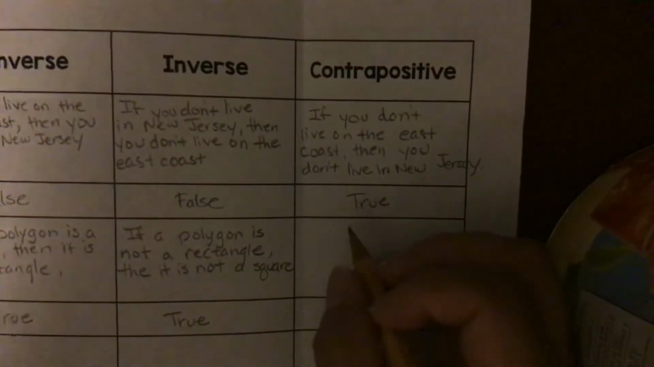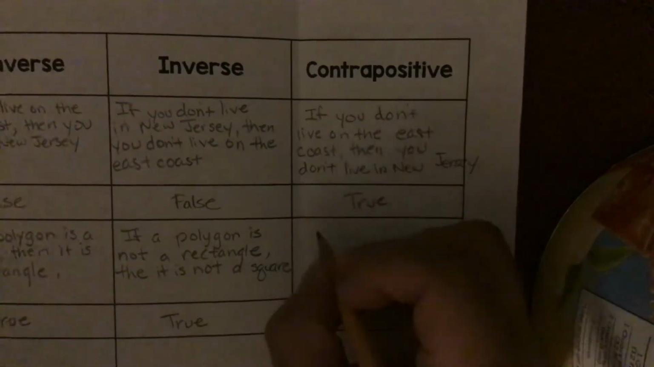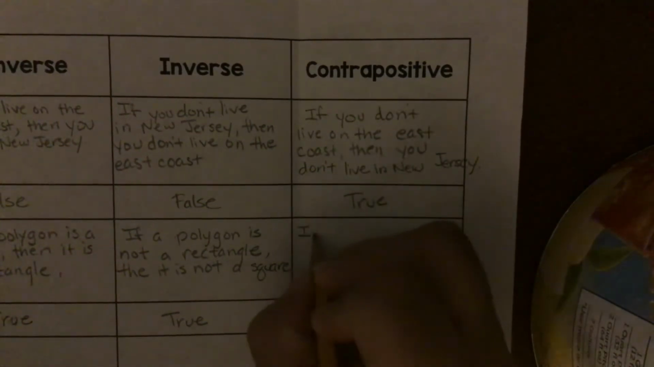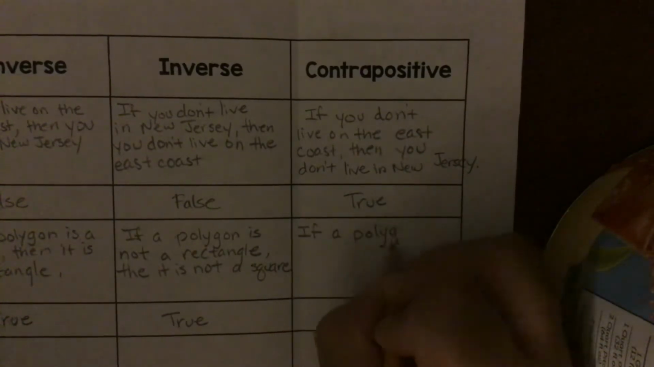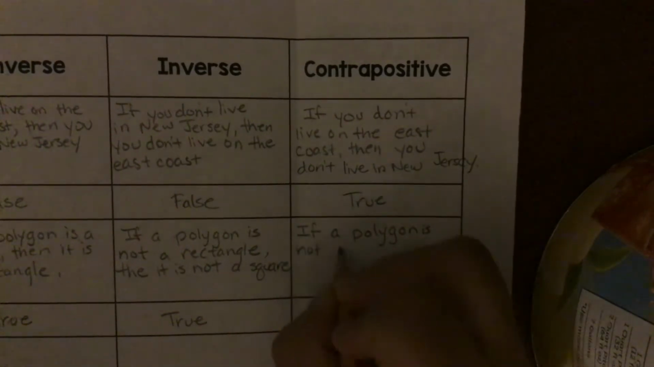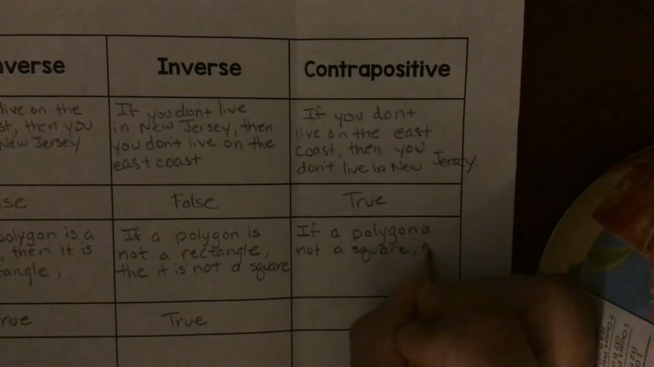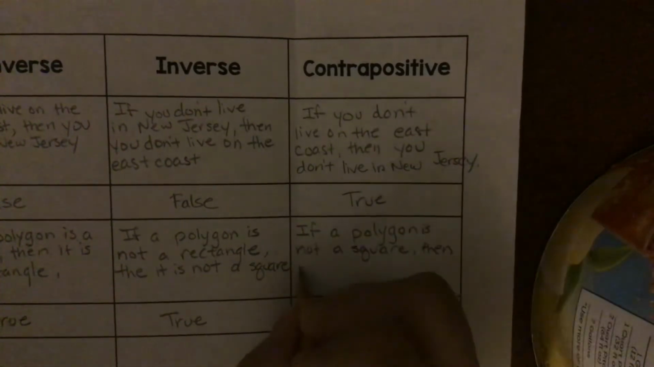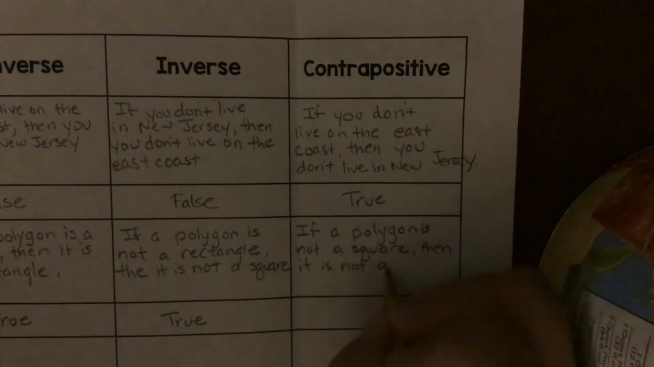The contrapositive is the not of both the hypothesis and the conclusion, but switches the order. So it would be from the original, if a polygon is not a square, comma, then it is not a rectangle.